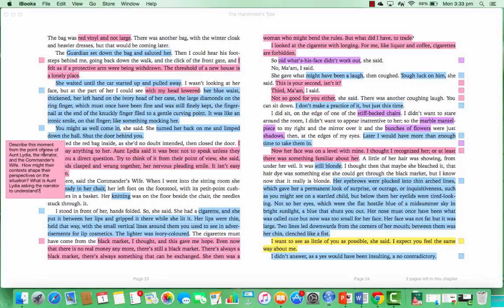Describe this moment from the point of view of Aunt Lydia and the narrator and the commander's wife, and get a sense of their context and how these might shape their perspectives on the situation. What is Aunt Lydia asking the narrator to understand, and how do we respond to this?